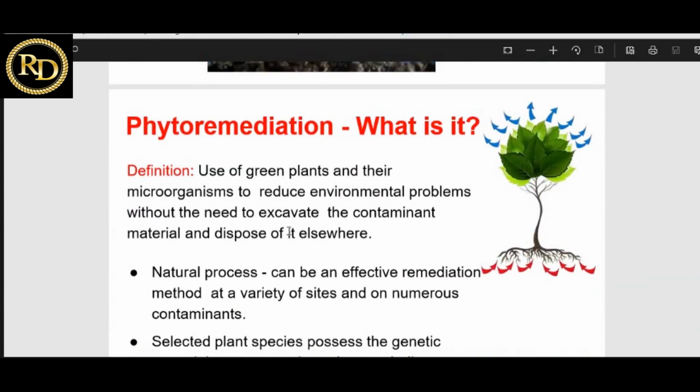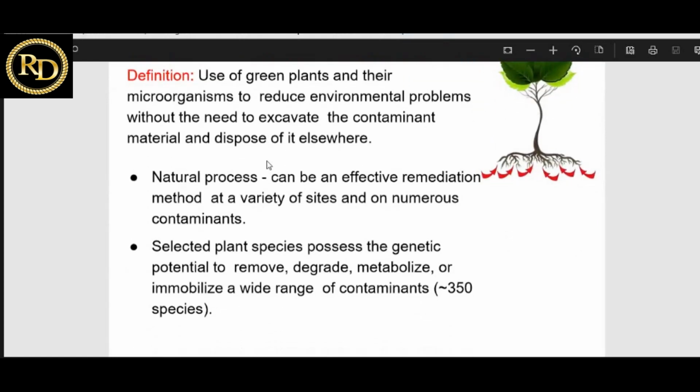So as I told, it is the use of green plants and their microorganisms. One thing more: if you add microbes for the purpose of remediation along with the plants, then sometimes it may fall under the category of bioremediation, and it is more effective. So the use of green plants and their microorganisms to reduce environmental problems, without the need to excavate the contaminated materials and dispose of them elsewhere, is called phytoremediation. This is a natural process, and we can remove the metals effectively.